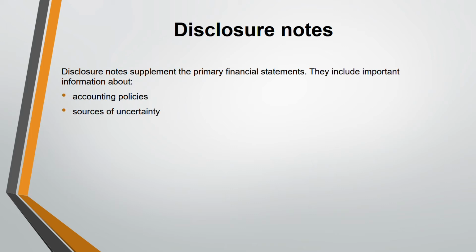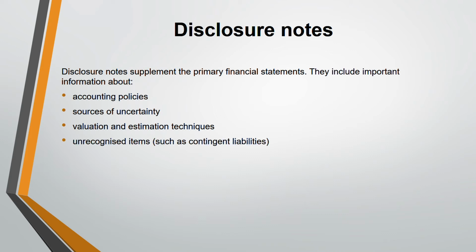Sources of uncertainty. If there are any sources of uncertainty, you have to write it in your disclosure notes. Remember, sources of uncertainty are not recognized in the financial statement. You will recognize this under disclosure notes. Valuation and estimation technique, depreciation: how are you estimating depreciation? How are you valuing it? That needs to be there in your disclosure notes.